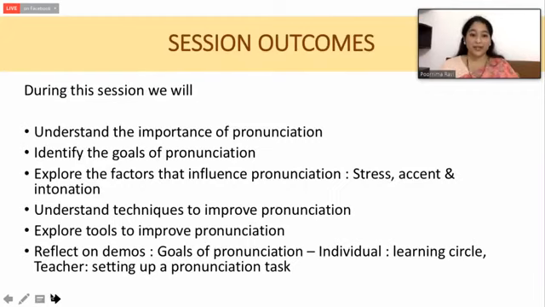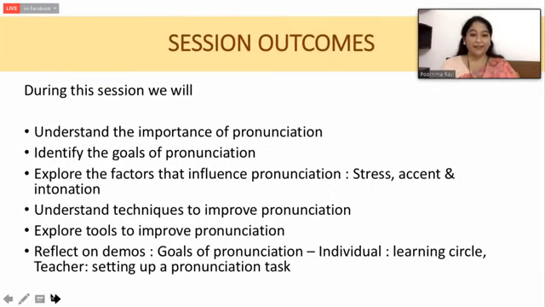The outcomes for today's session are to understand the importance of pronunciation. We will also look at the goals of pronunciation. Explore the factors that influence pronunciation by closely looking at the types of stress, how our accent must be, and intonation. We'll understand techniques to improve pronunciation as an individual, and also try to accommodate and customize these techniques in our classroom. We will explore a few tools that you could use every day to practice and improve your pronunciation.